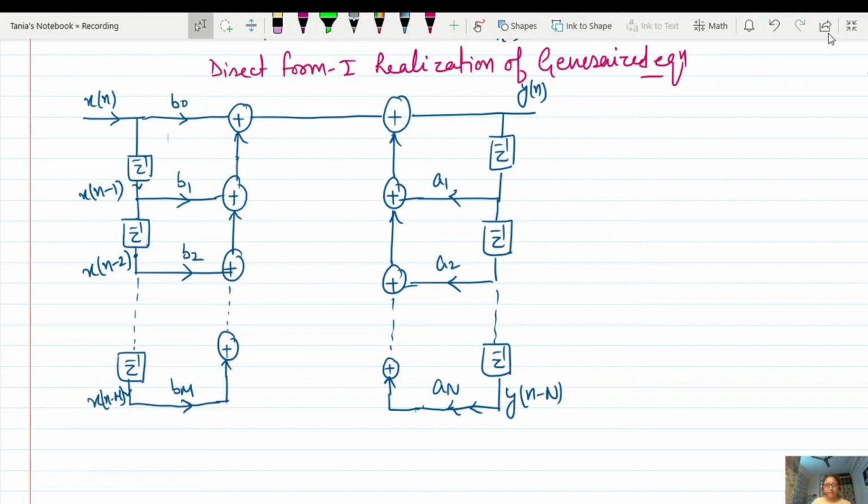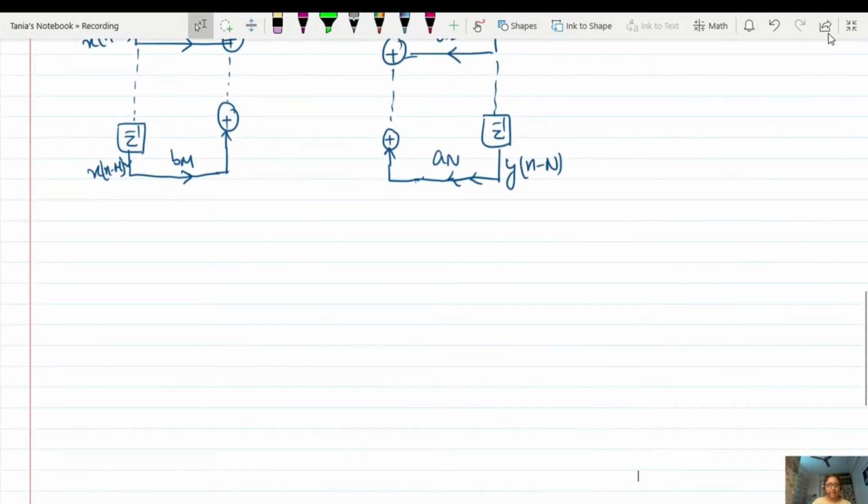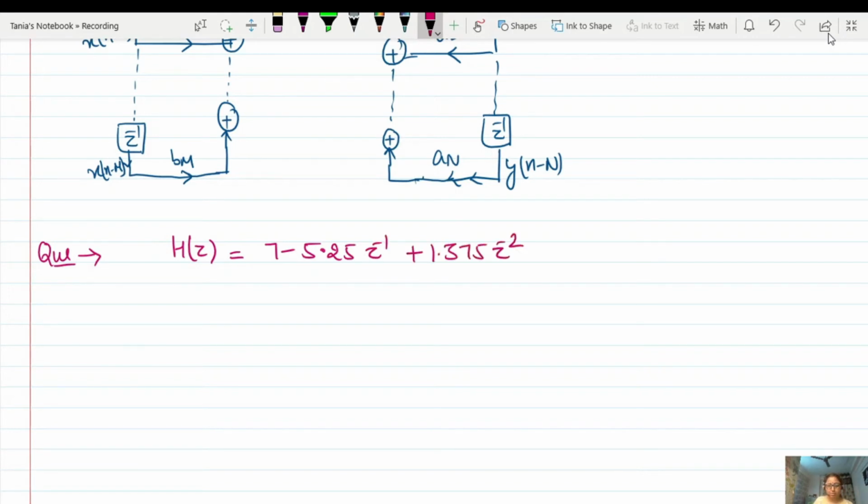Now we take one example, and on the basis of that example we will discuss the direct form 1 realization. For example, we have a question: H of z system function is 7 minus 5.25 z inverse plus 1.375 z to the power minus 2, upon 1 minus 0.75 z inverse plus 0.125 z to the power minus 2. Now, as per the rule, if we want this in direct form 1, we have to realize zeros first and then poles.